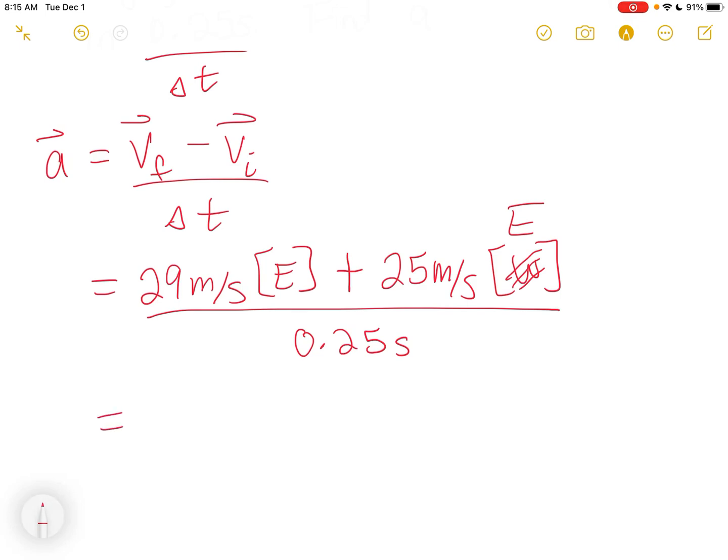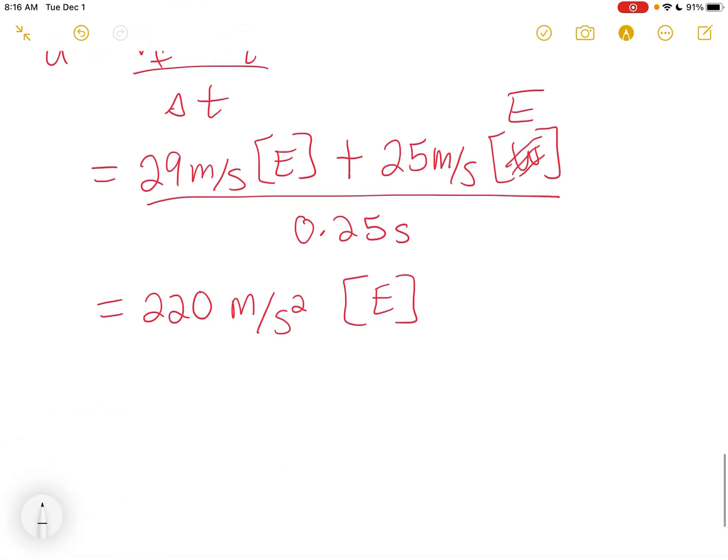and then divide by our 0.25 seconds. So that gives us 220 meters per second squared. And that's, of course, going to be to the east for our acceleration. Now, it was actually 216, but I rounded up to 220 so that we had two significant figures in our answer. We can't forget about significant figures.